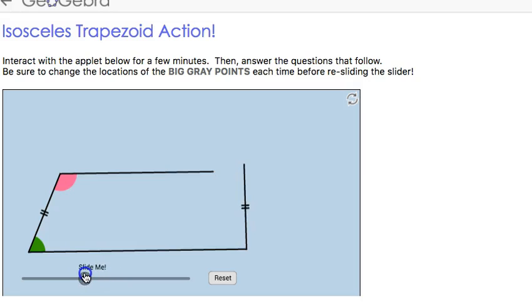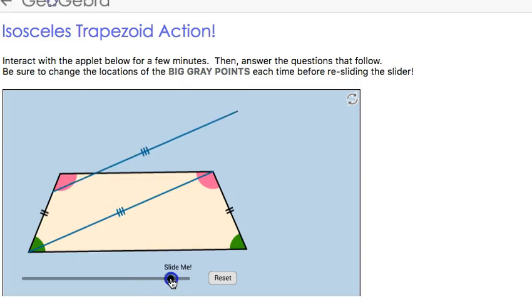So first we have our two sides are congruent. Then we have the base angles. In this case, we have our green ones. And now we have the pink-red ones that are congruent, so good so far. Then we have one diagonal and the other diagonal are congruent as well. So here's an isosceles trapezoid.